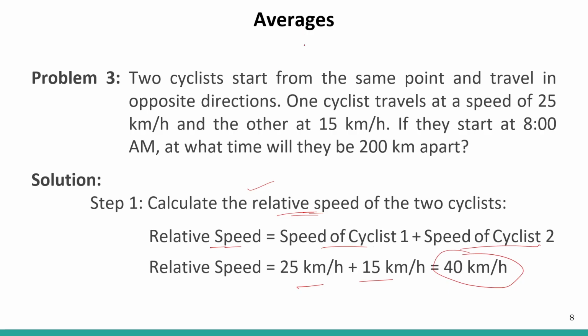Now you can assume one person is just standing right here and the other person is moving. But in the original case, they started from here, then one started moving left and the other started moving right, and we have to calculate the time. At this moment it was 8 a.m., right? And if they will be 200 kilometer apart, then what will be the time?